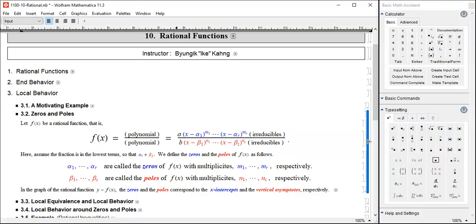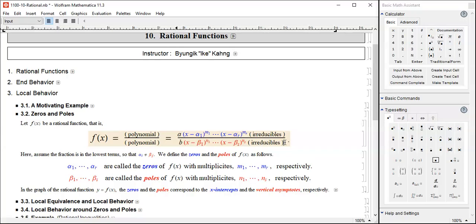Zero, we already know, the x-coordinate values where the function value is 0. So function value is y-coordinate, so it's the same as hitting the x-axis so that y is equal to 0. So it's represented as the x-intercepts. We already know. The next concept is poles, and that is similar concept for the denominator.